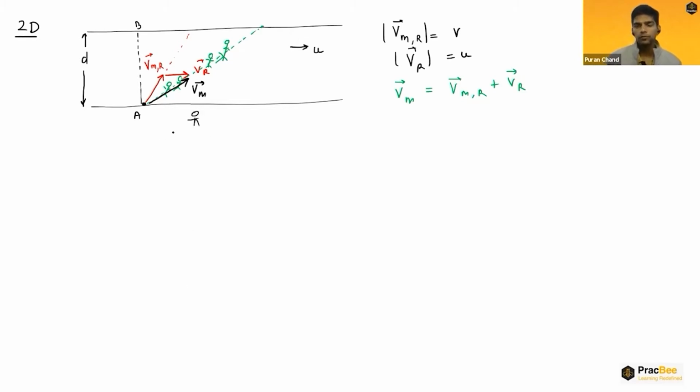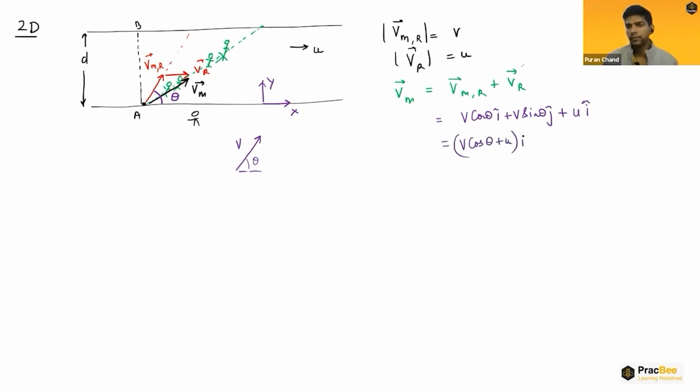Now, say this angle with the flow is theta. If this angle is theta, now we have to find the time taken by the man to cross the river. So VMR will be v cos theta i cap plus v sin theta j cap. And VR is u i cap, right? So we have (v cos theta plus u) i cap, and we have v sin theta j cap.